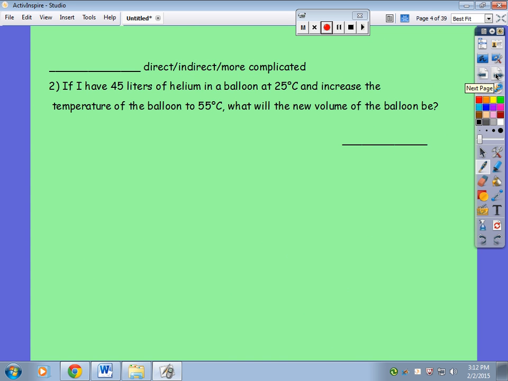All right, problem number 2. I have 45 liters of helium. That's a volume. In a balloon at 25 degrees Celsius, that's a temperature. And I increase the temperature of the balloon to 55 degrees Celsius. That's a second temperature. What will the new volume be? Well, sticking to what I'm going to do over here, I'm labeling what my volume is. I look back and see that my volume here is in liters, so my answer is going to be in liters, so that way I don't get any points off.